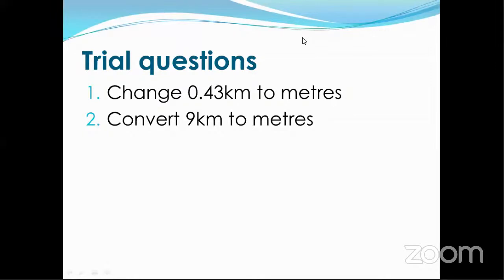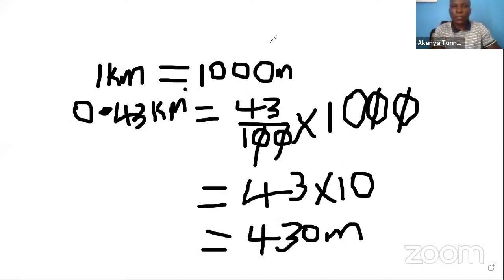1 kilometer equals 1,000 meters. 9 kilometers equals 9 times 1,000 meters. 9 kilometers equals 9,000 meters. We multiply 9 times 1,000 meters, and the answer is 9,000 meters. Very good, very good, very good. Can we give her flowers?